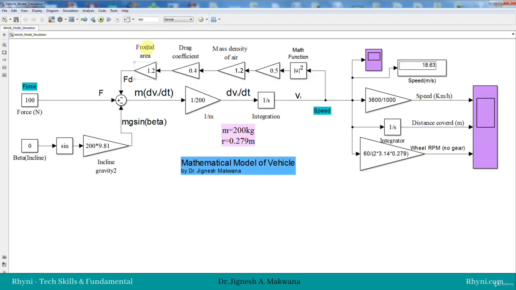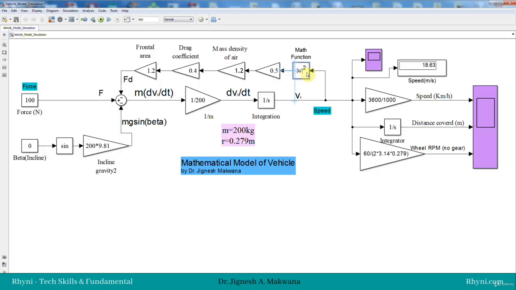So 1 by 2, the frontal area A, drag coefficient CD, and mass density of air rho. Here we use the typical values 1.2, 0.4 and 1.2. This is representing 1 by 2 and this is representing the math function, which is the square of the velocity. So whatever input, it will be squared and it will remain the output.